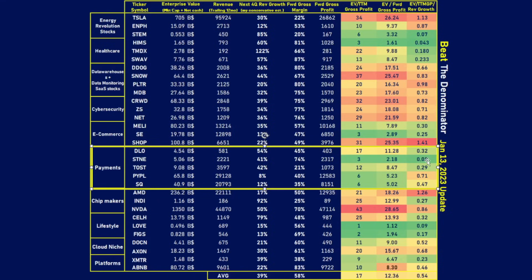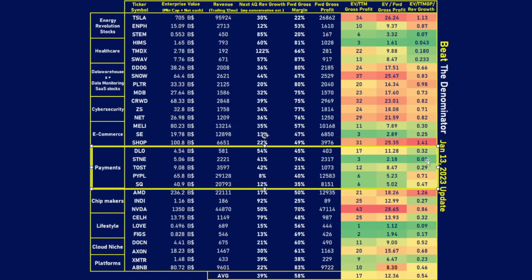Toast. I've just covered Toast on the channel. Toast is the leader for restaurant payments in the US. I've never met a server who doesn't praise Toast and say, "Oh, I love this thing. Oh, I love Toast. Oh, Toast is the best." It's heavily loved in the restaurant industry. They love the company. There's a lot of competition in that space, of course. But if you look at Toast, revenue growth is great at 42%.